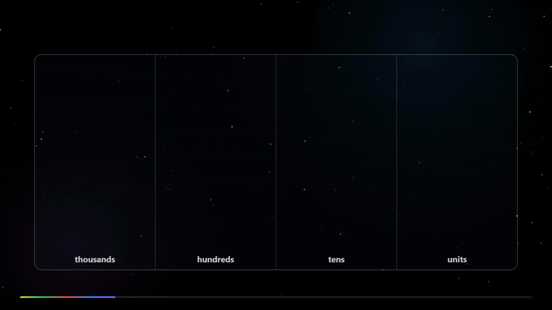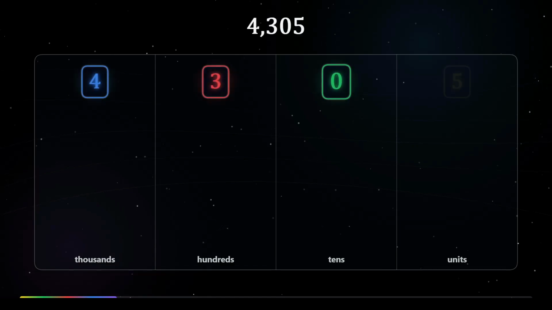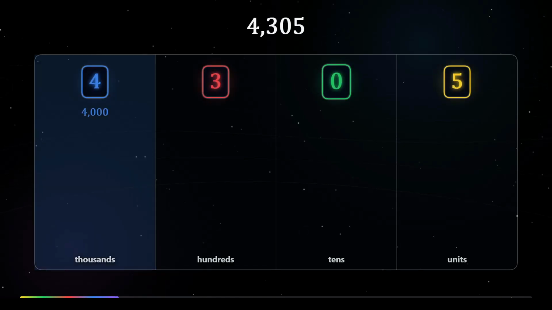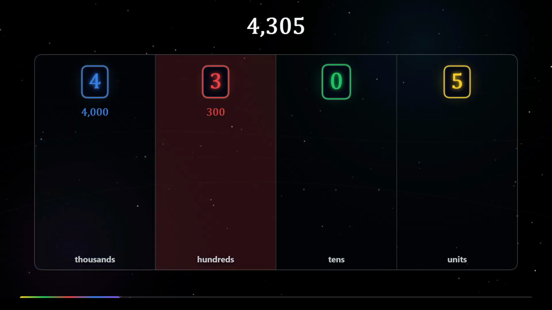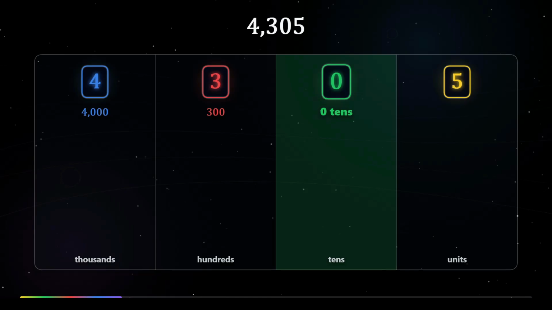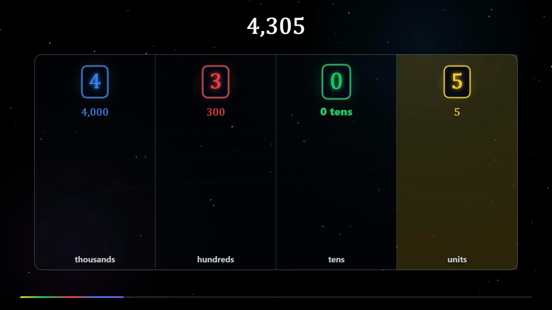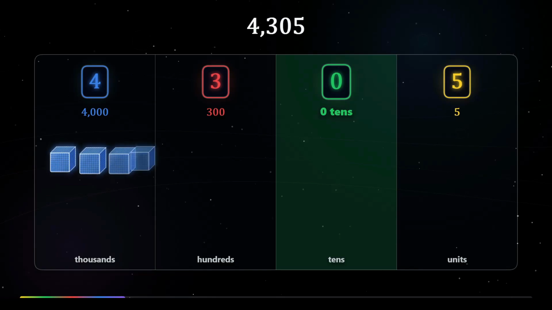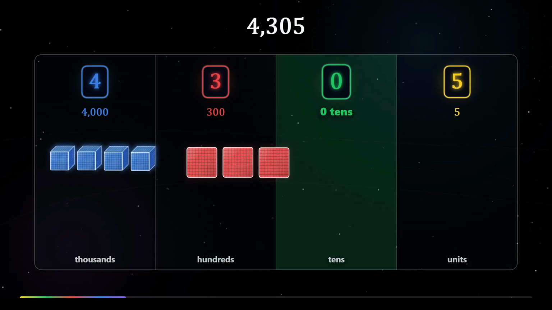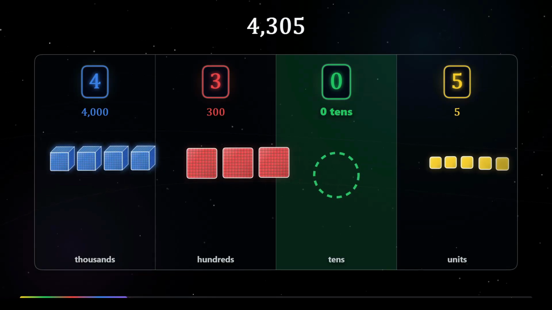Now let's look at a number with a 0. 4,305. The 4 is in the thousands place, so it is worth 4,000. The 3 is in the hundreds place, so it is worth 300. The 0 is in the tens place, so there are no tens. The 5 is in the units place, so it is worth 5. Now build it. 4 1000 cubes, 3 100 flats, no 10 rods, 5 unit cubes.